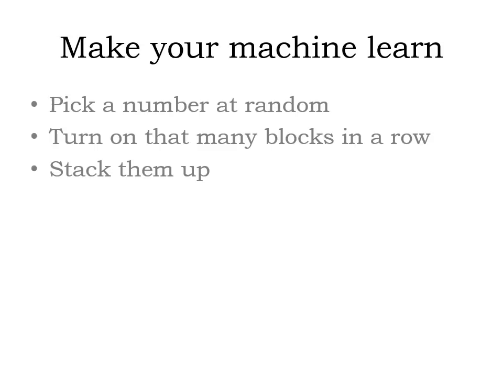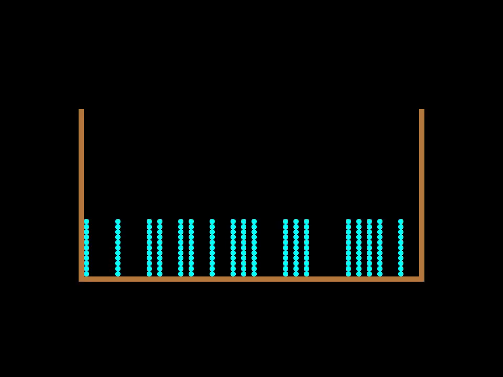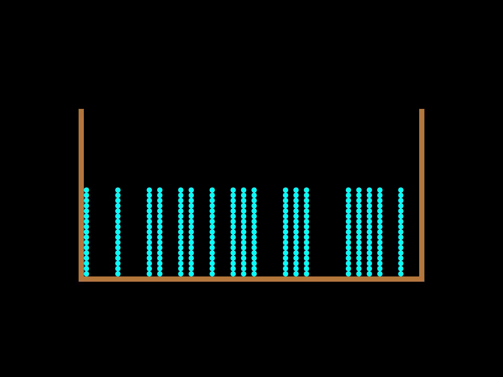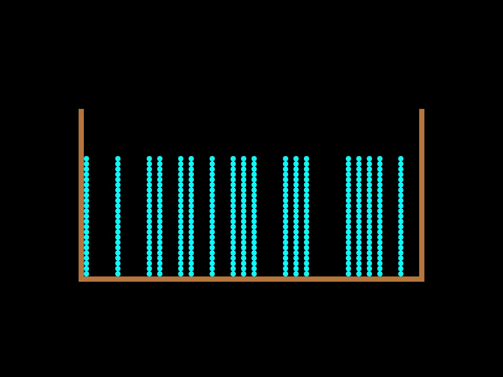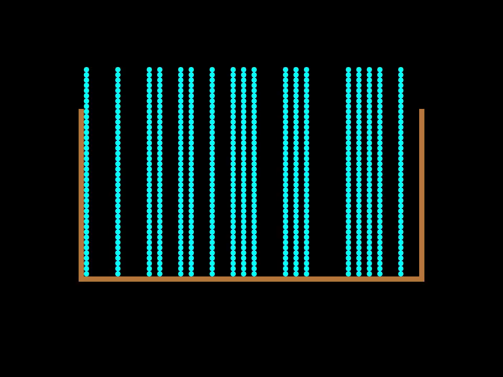It can pick a number at random, turn on that many blocks and stack them up. Suppose it picks 18. It stacks up the blocks and eventually we'll have a row above the paper bag. That's only got 18 blocks on. Can you get your computer to learn how to turn more blocks on?